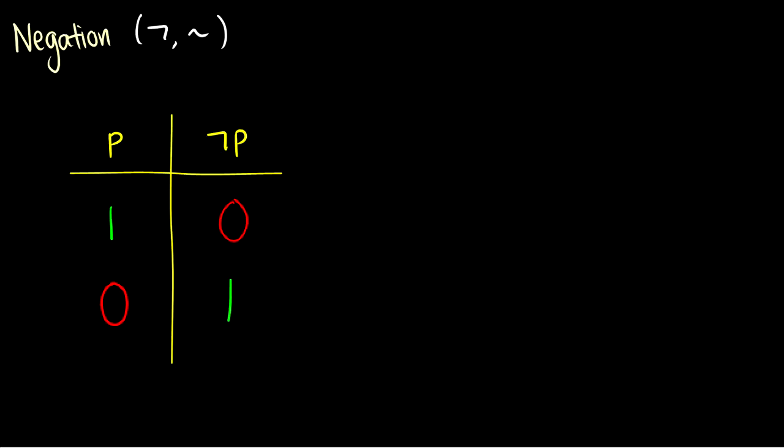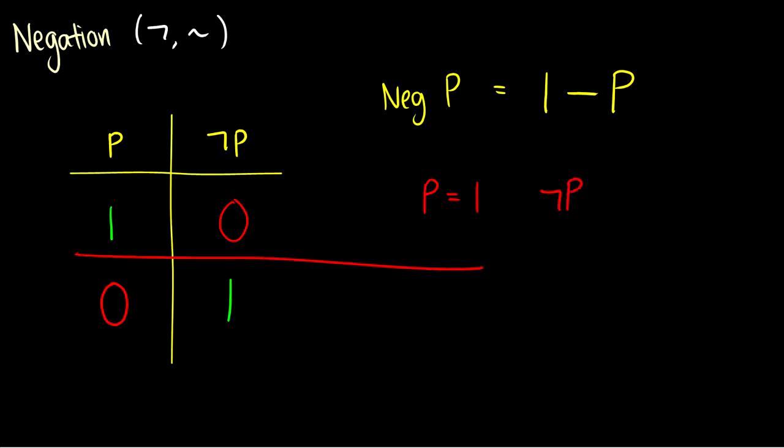So we can see that what the negation does is, not P just takes the value of P, or should I say, it takes 1 and then subtracts P. So for instance, if P is equal to 1, as in the first row here, then not P is equal to 1 minus P, which is just equal to 0. So that's a nice mathematical way we can find the value of the negation.